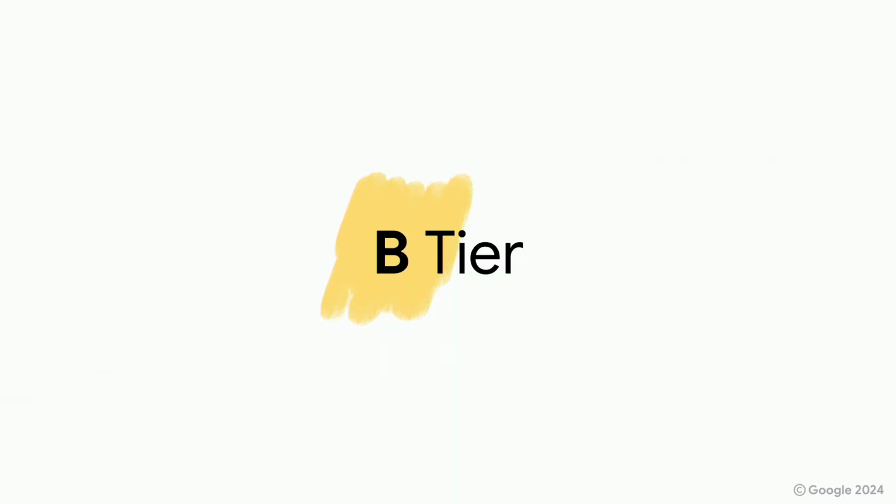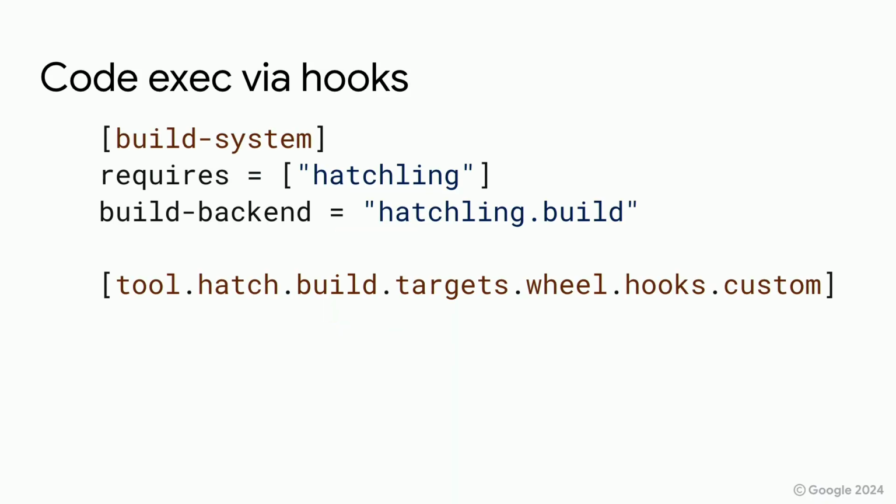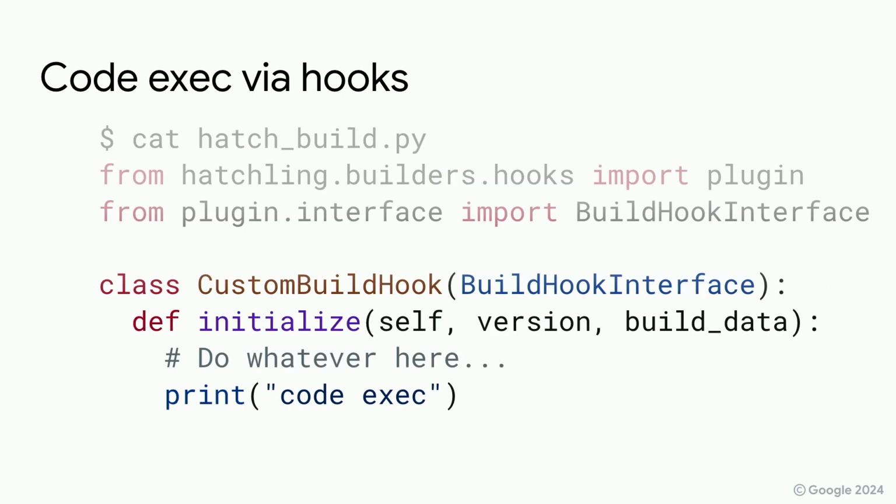All right, let's move to the B tier. These are getting slightly more malicious. We've got code exec via hooks. This is using a build backend called Hatchling. It's part of the Hatch project. And you can see there it defines a table called hooks.custom, and it's empty. It doesn't look like it's doing anything untoward. But actually, if you put that in your pyproject.toml, it will execute a file called hatch_build, and it will execute the code that's in there.